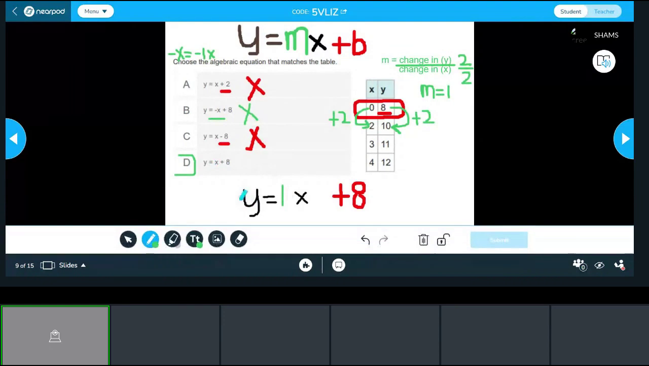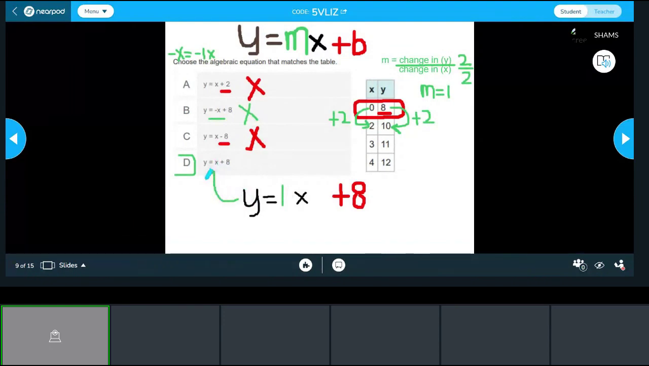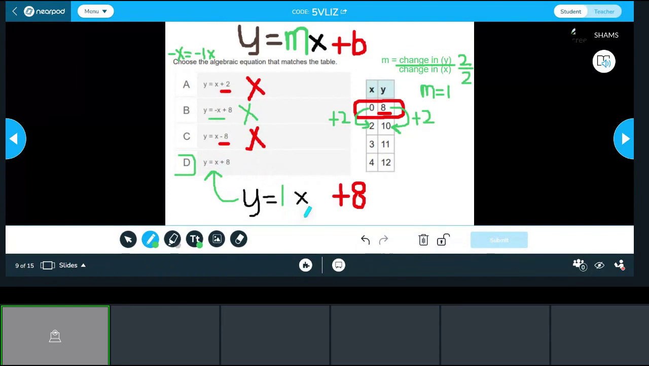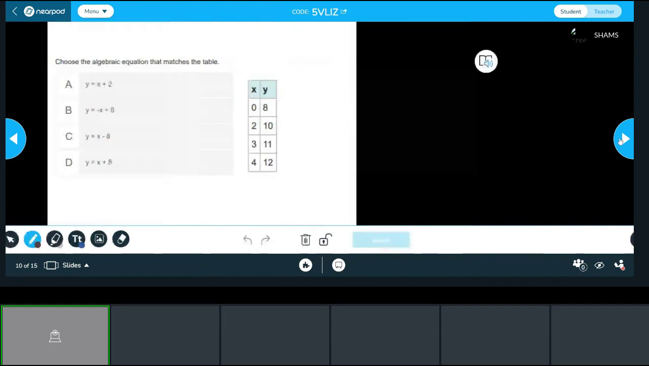See? This equation can be rewritten like this: y equals x plus 8 or y equals 1x plus 8. Both mean the same. So this is the part a lot of students forget, mix up, and make a variety of errors. So make sure you follow the correct way of solving. Let's go ahead and move on. Look at the next question.